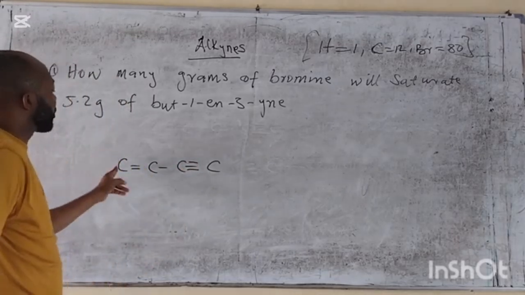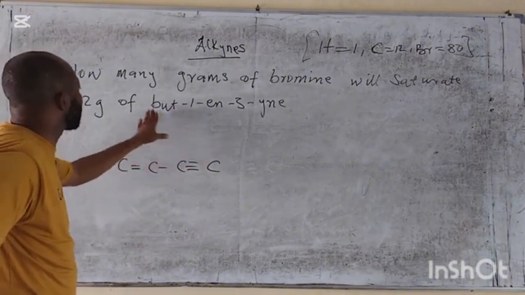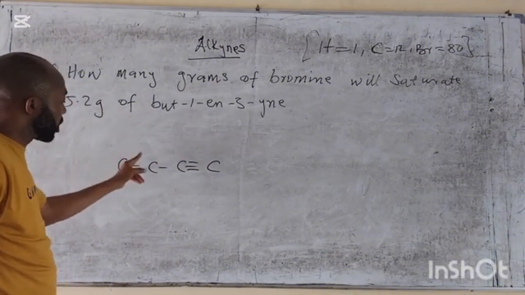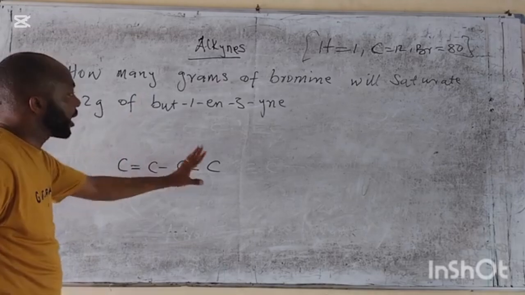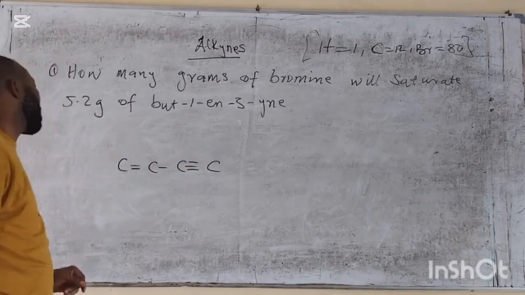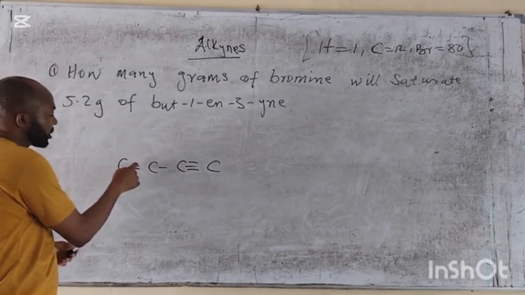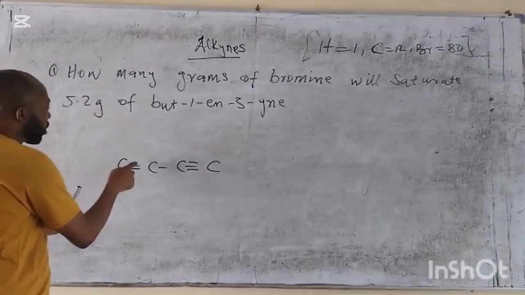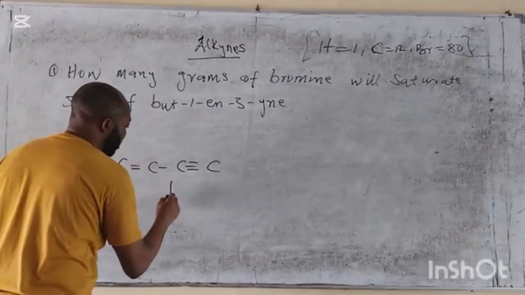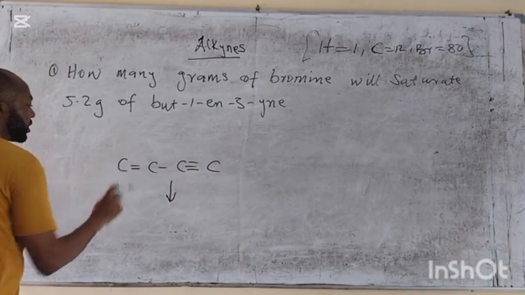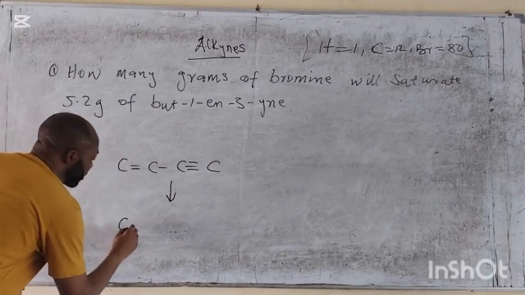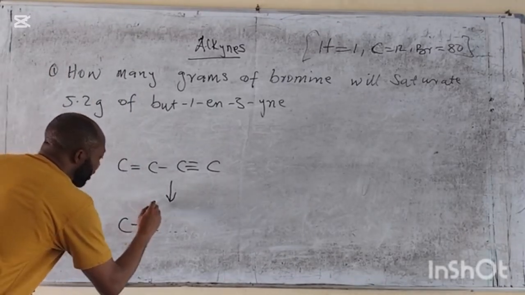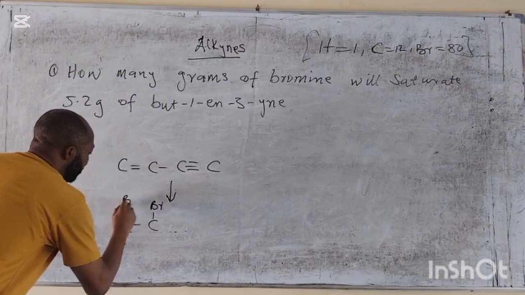Okay, so from here 1, 2, 3, 4. That is for butane. So this is 1-butyne... I have that already. Now, for me to replace this, I must bring 2 bromine. If I want to bring this out, let me put it this way. I want to remove this. I'll bring 1 bromine, 2 bromine. It will give me bromine here and bromine here.